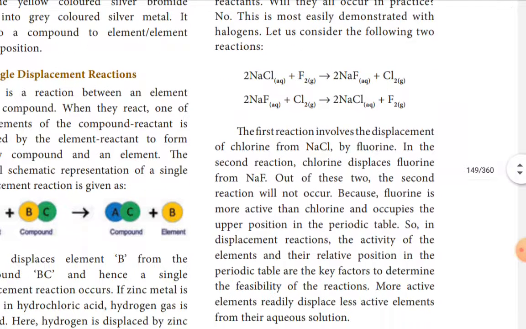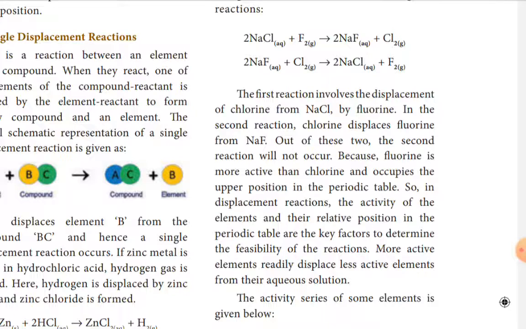So in a displacement reaction, the activity of the elements and their relative positions in the periodic table are the key factors. The reactivity of the element and its position in the periodic table are the two important factors which determine the feasibility of the reaction, whether the reaction takes place or not. And normally more active elements readily displace less active elements from their aqueous solutions.